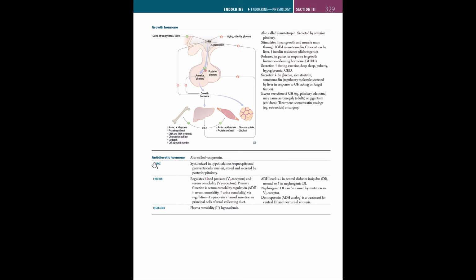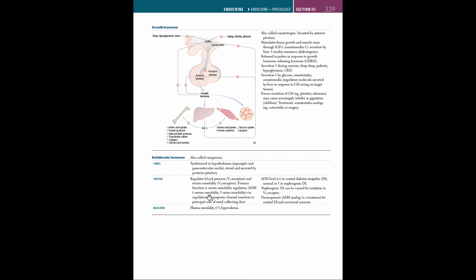The antidiuretic hormone is also called vasopressin. It is synthesized in hypothalamus, supraoptic and paraventricular nuclei, stored and secreted by posterior pituitary. So it is formed in hypothalamus and then stored in posterior pituitary. Function is to regulate blood pressure, V1 receptors, and serum osmolality, V2 receptors.